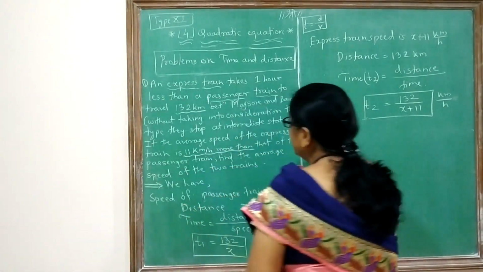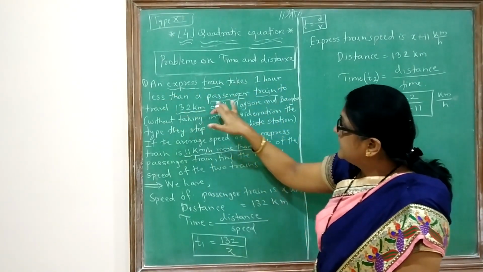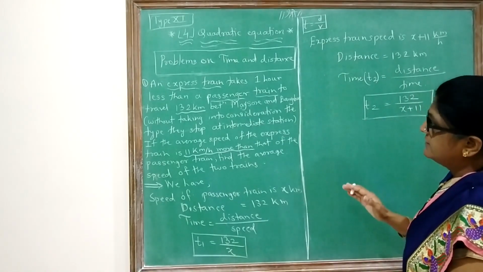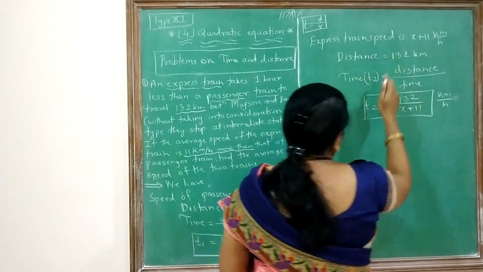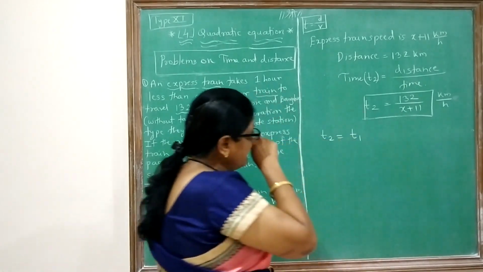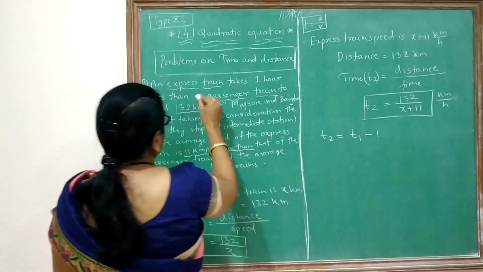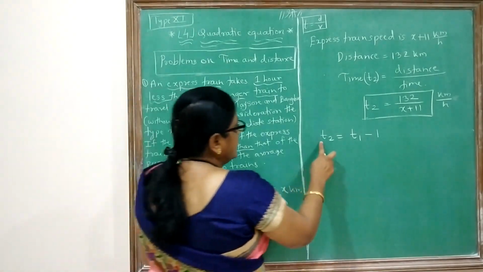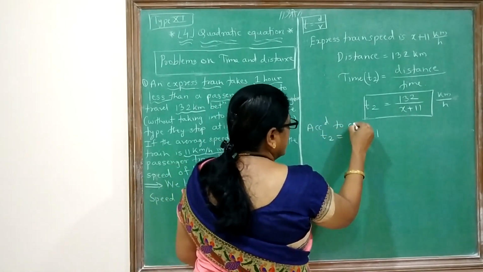The sentence is: an express train takes 1 hour less than a passenger train to travel 132 km between Mysore and Bangalore. This means your express time is t2 and your passenger time is t1, and it is 1 hour less than the passenger train, where less means minus. Then t2 equals t1 minus 1, according to the condition.